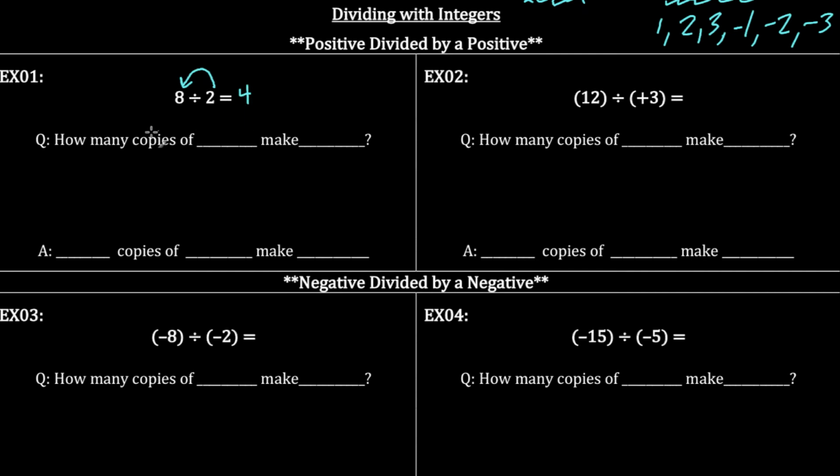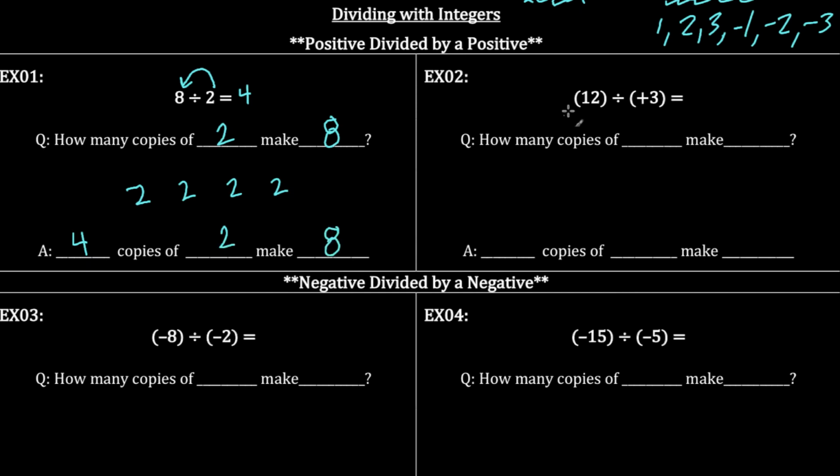So how many 2's fit into 8? 4. So the question I want you to think about is, when you see 8 divided by 2, it should read, how many copies of 2 make 8? And so we're like, well, okay, let's find out. 2, 2, 2, 2. 2, 4, 6, 8. So 4 copies of 2 make 8.